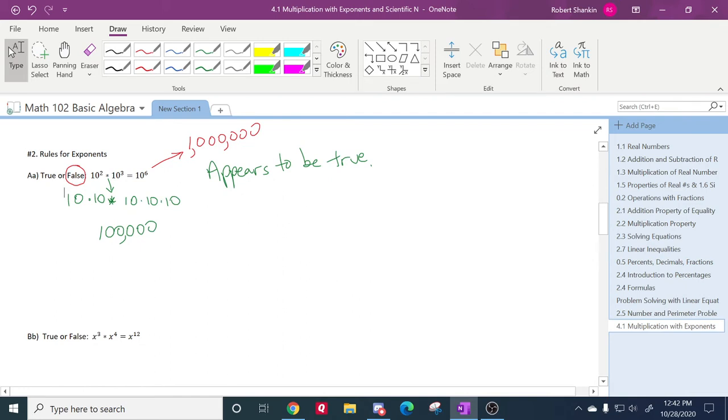X to the 3rd times x to the 4th equals x to the 12th. Is that true or is that false? Go ahead to your group chat and type in whether it's T for true or F for false, and observe the other results.